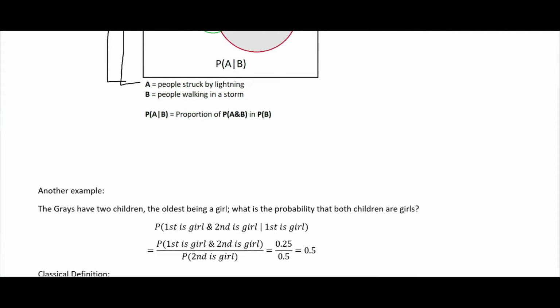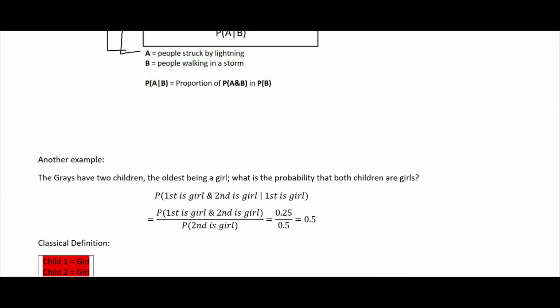So we have another example here. The Grays have two children, the oldest being a girl.